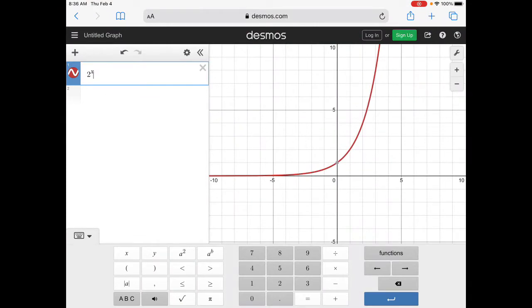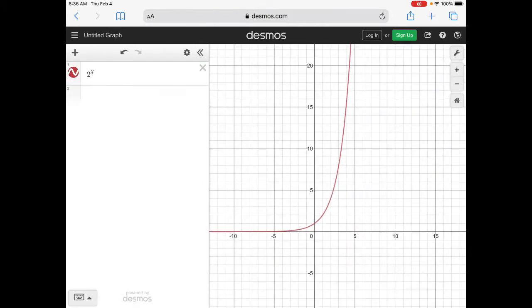When I go to Desmos, here is what my graph looks like. So we are going to identify the domain, the range, the y-intercept, the end behavior, and determine whether this graph is growing or decaying. So first, my y-intercept, it's crossing at (0, 1). So I'll make sure to put that in the paper in our notes.